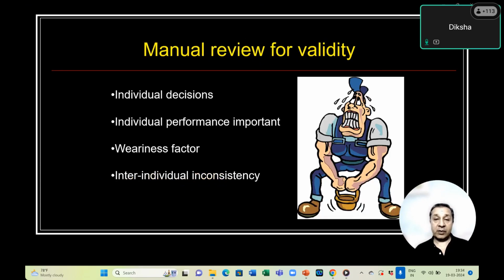And we must also keep in mind that when you do a manual review of validity, there will be a lot of individual decisions, and a lot of variability between individuals. Of course, individual performance becomes extremely important compared to, for example, an automated review. There's also a significant amount of variance. And as I told you, inter-individual inconsistencies will also mar the entire work that's being done.